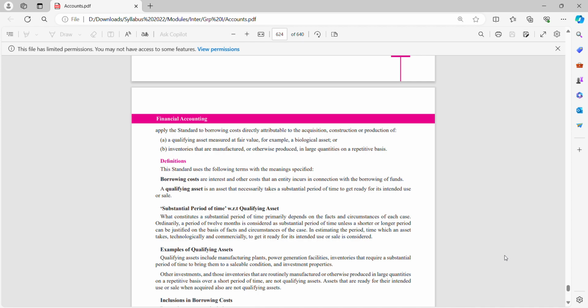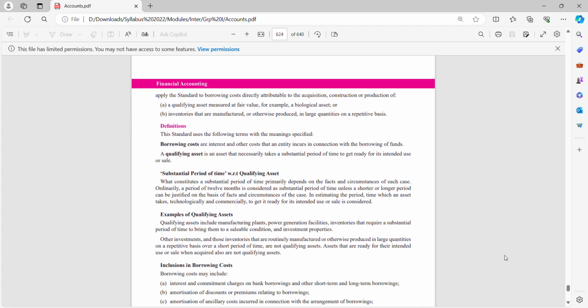We have qualifying asset. Qualifying asset means what? It is an asset that necessarily takes a substantial period of time to get ready for its intended use or sale. Substantial period of time means what? What constitutes a substantial period of time primarily depends on the facts and circumstances of each case. For some qualifying assets, it will be 12 months or less than 12 months. For a few qualifying assets, it will be more than 12 months. So the usage period of an asset is the substantial period of a qualifying asset.